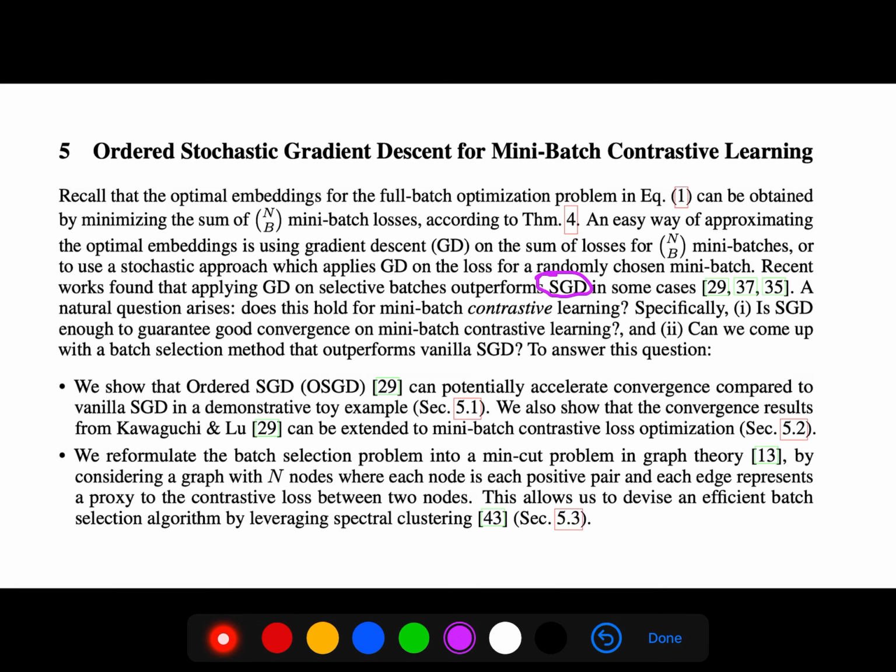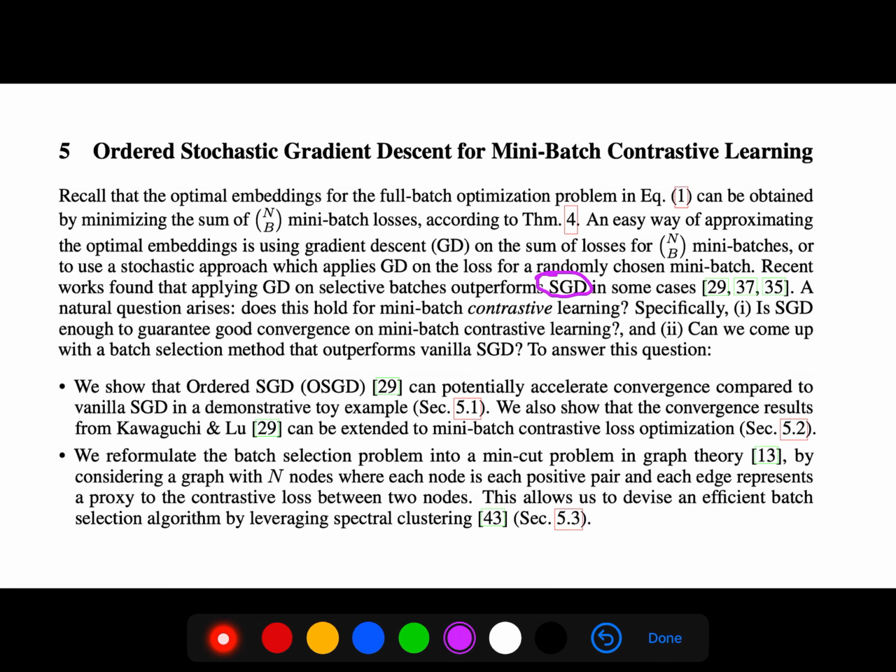Specifically, the question is: is SGD, stochastic gradient descent, enough to guarantee good convergence in mini batch contrastive learning? And the second question: can we come up with a batch selection method that outperforms the vanilla SGD that everyone uses? So we show that ordered SGD can potentially accelerate convergence compared to vanilla SGD in a demonstrative toy example. We also show that the convergence results from Kawaguchi can be extended to mini-batch contrastive loss optimization.